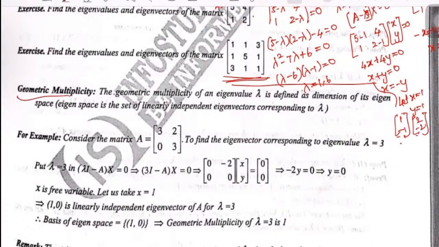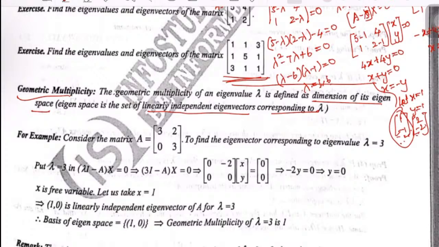Now, geometric multiplicity. Algebraic multiplicity is the number of times the eigenvalue is repeated. Here the algebraic multiplicity of 1 is 1. The algebraic multiplicity of 6 is 1 because it appears only once. Geometric multiplicity of an eigenvalue is defined as the dimension of its eigenspace. The eigenspace is the set of linearly independent eigenvectors corresponding to A. Here, how many linearly independent eigenvectors were there? These two are dependent, so only this one vector will be linearly independent. So its geometric multiplicity is 1.